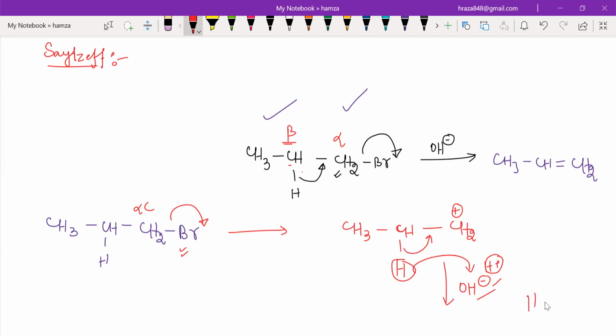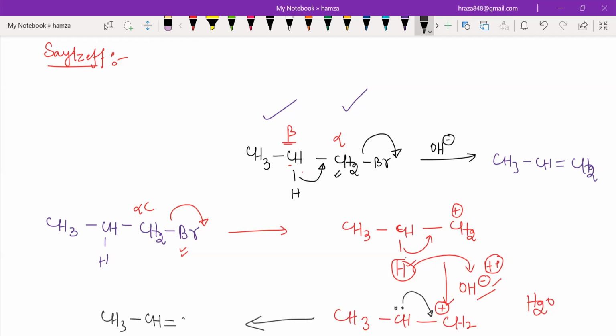Now this carbon will have CH3 CH negative and then CH2 positive, yes or no? Yes, sir. Now, one negative charge means two electrons, and one electron will be donated to this carbon, and there will be formation of a double bond. So this will be your product. So this is the first example that I wrote. Please write it down, 2-bromo pentane.